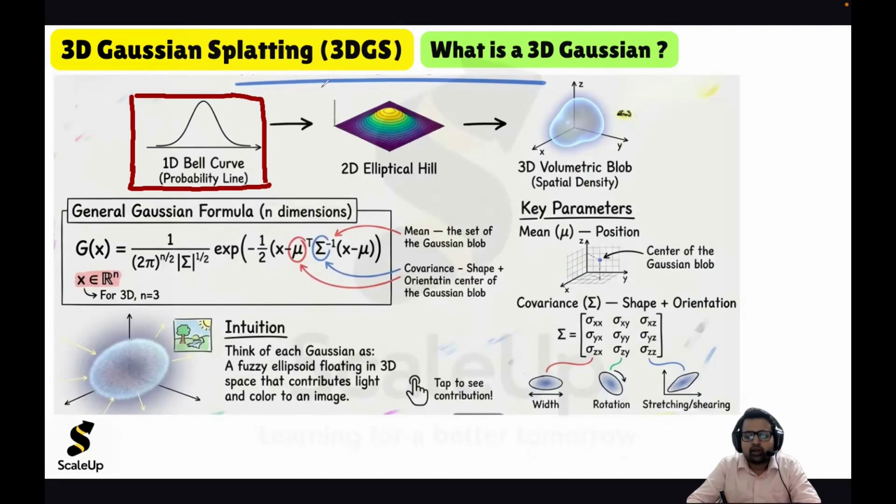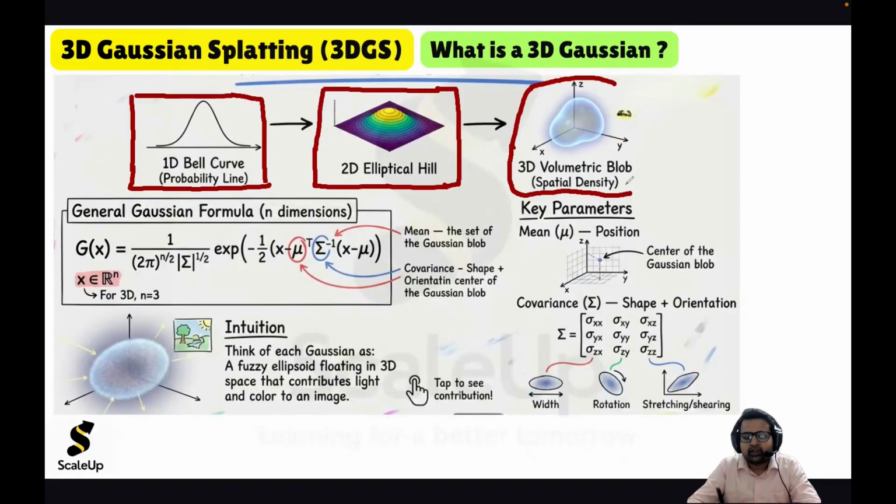In 2D, the Gaussian forms an elliptical hill. So in two dimensions, because we will be dealing with a surface, it will form an elliptical hill. And in 3D, the Gaussian becomes a soft volumetric blob, which represents the spatial density. And this is basically an ellipsoid. So now it's very clear that a 3D Gaussian is basically a 3D volumetric blob, which represents the spatial density. So that's the 3D Gaussian.